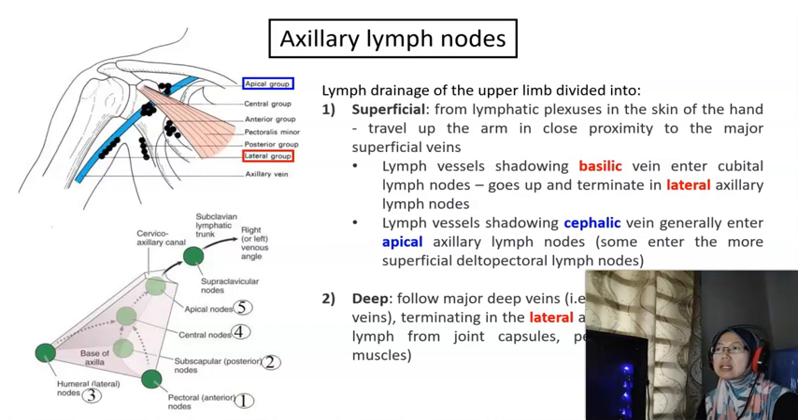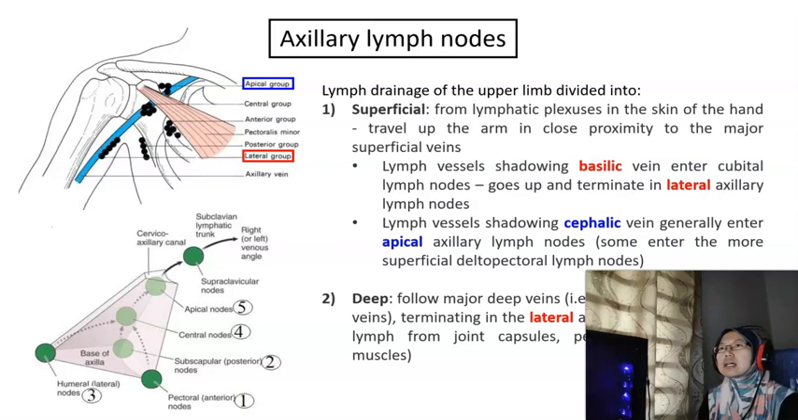Okay, next is axillary lymph node. Same like axillary vein, it has superficial and deep drainage. For superficial, it drains lymph from the skin of the hand. For deep lymph node, it drains lymph from capsule, periosteum, tendon, muscle. Okay, superficial skin, deep joint, tendon, muscle.